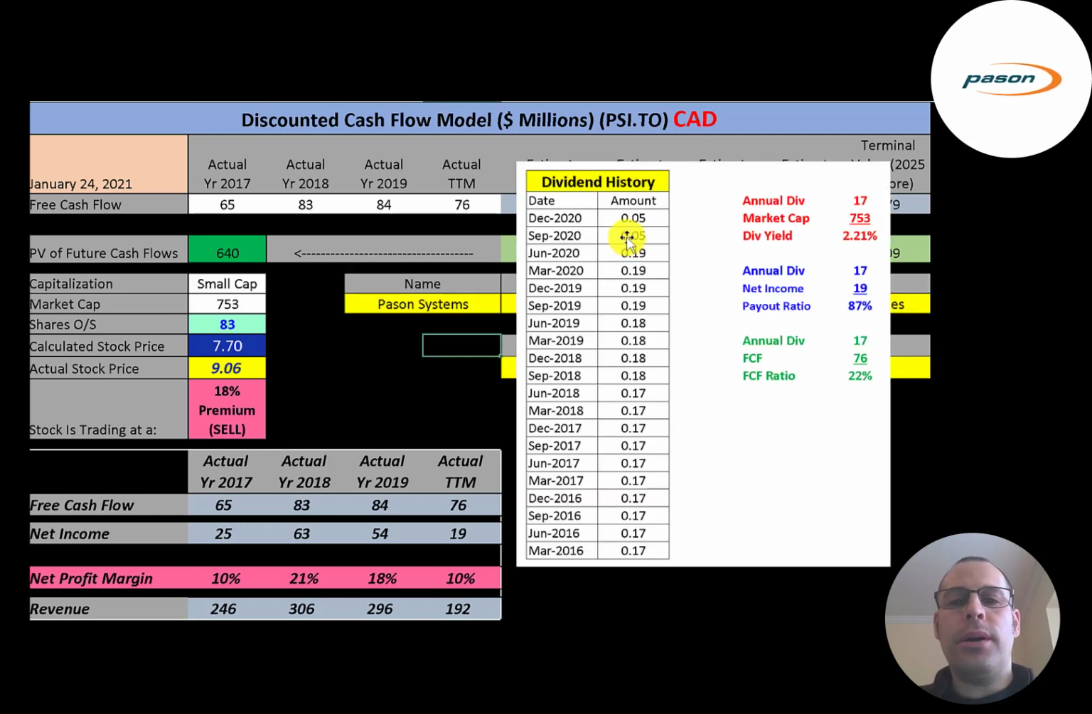In the third quarter of 2020, the company cut its dividend to 5 cents from 19 cents. With the lower revenue, they have less cash coming in, so they're trying to conserve cash. This is a really good strategy. Their dividend yield is 2.2%, and they pay out 87% of their net income, 22% of their free cash flow.